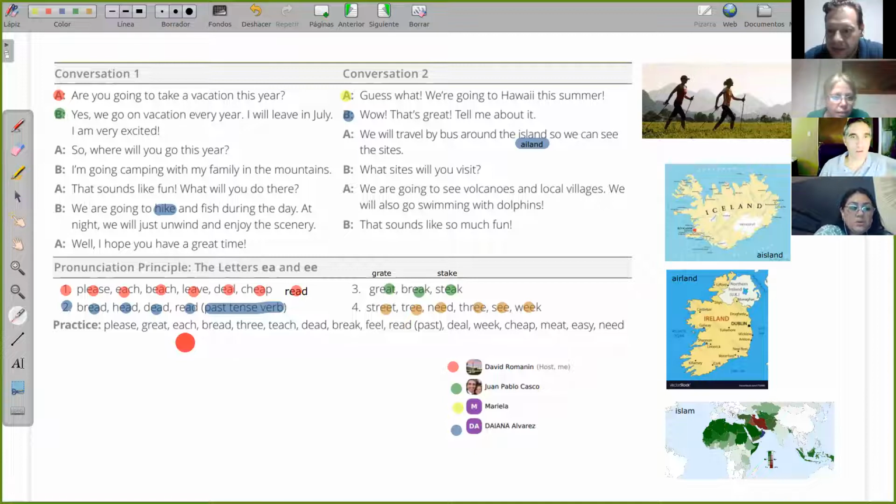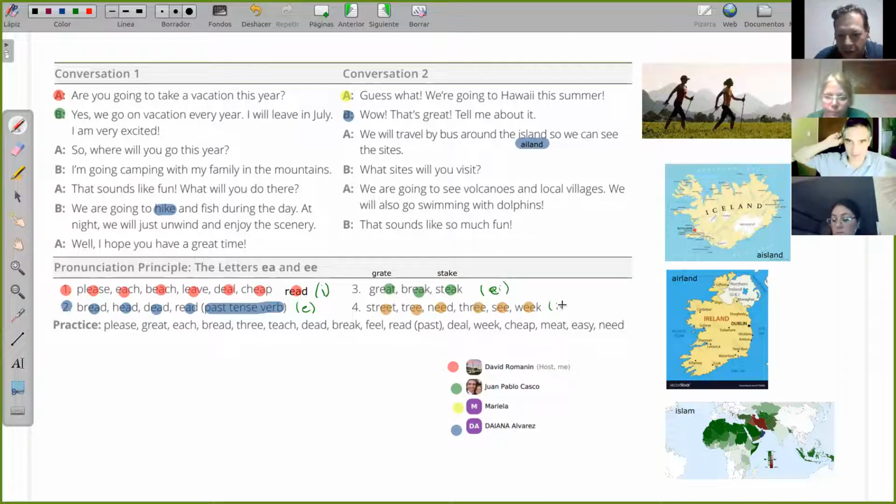This one. Each. Each, okay. Bread. Bread, okay. Three. I will help you. This was like this. This was like A. And this was like E con puntito. Okay? Bien. Three. Three. Okay?